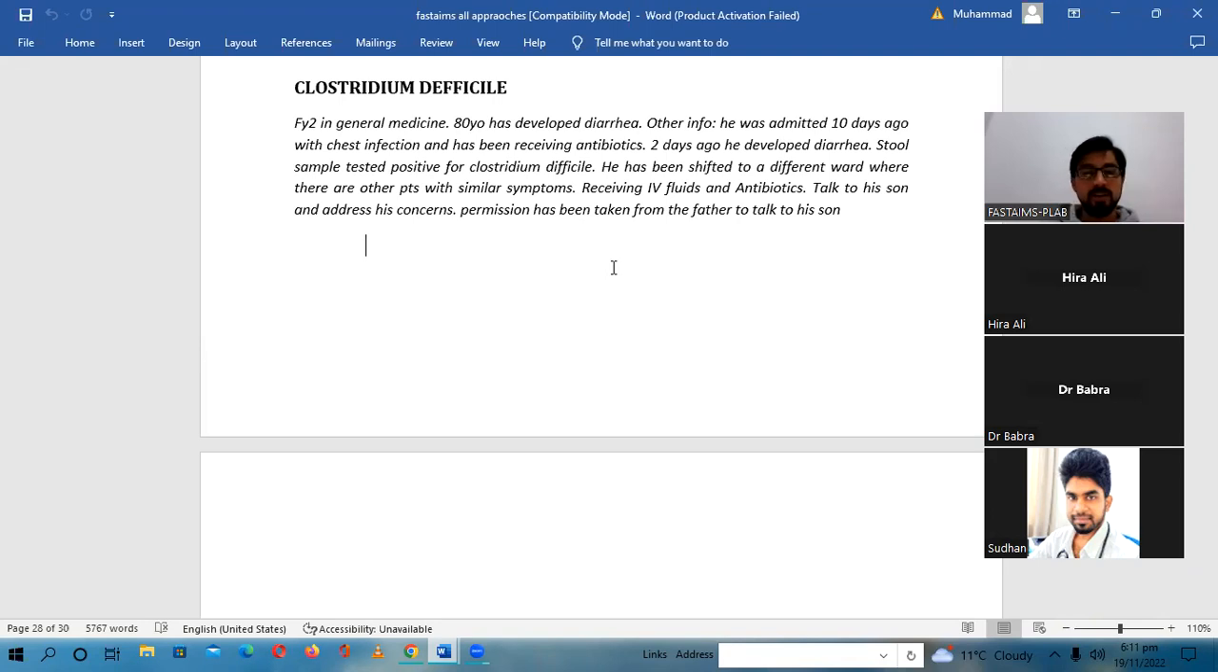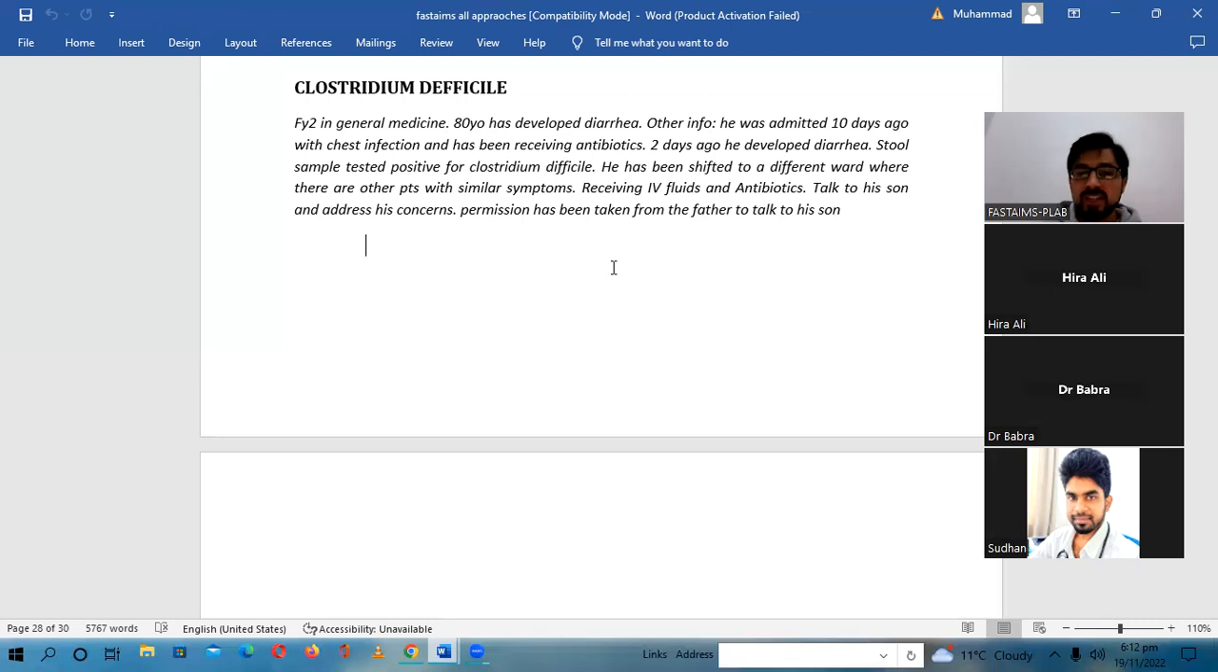Okay, and the son asks, doctor, can it be food poisoning? So you need to say that it is not food poisoning. The food served in the hospital is prepared in a hygienic way. And moreover, we also have the stool sample test, which shows C. difficile, unfortunately, which is a side effect of antibiotic treatment for a longer period of time.